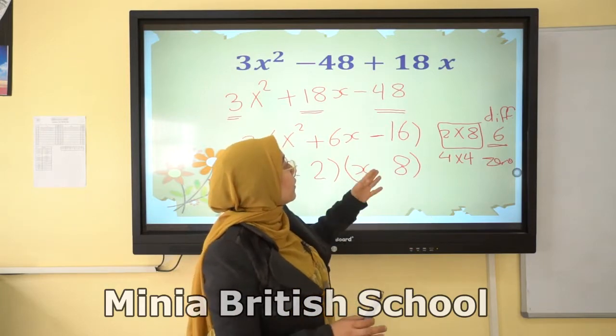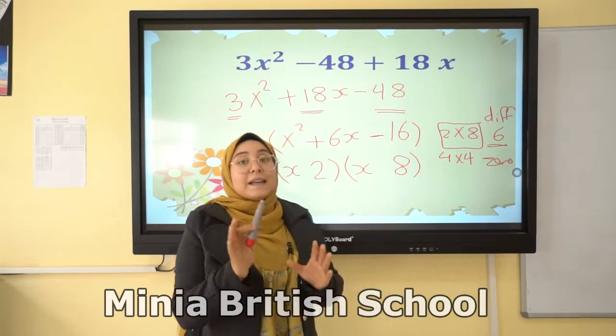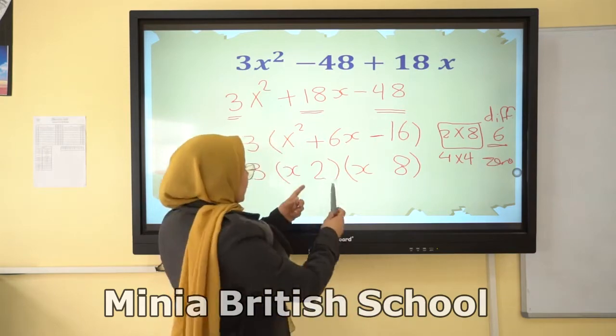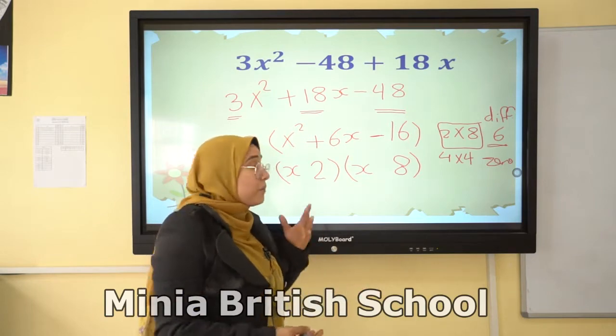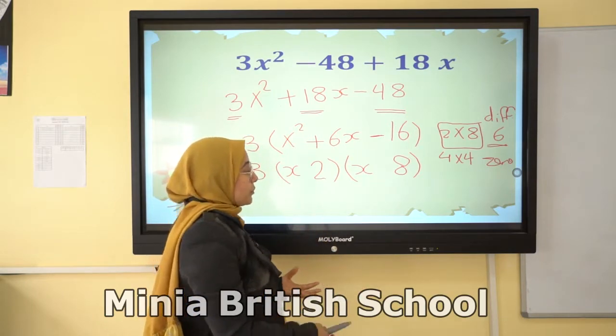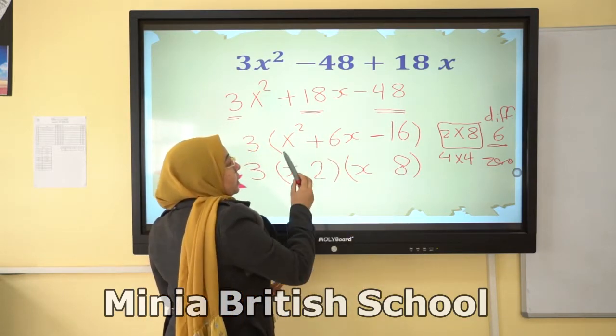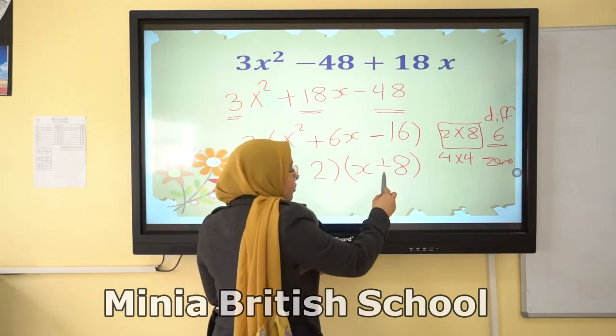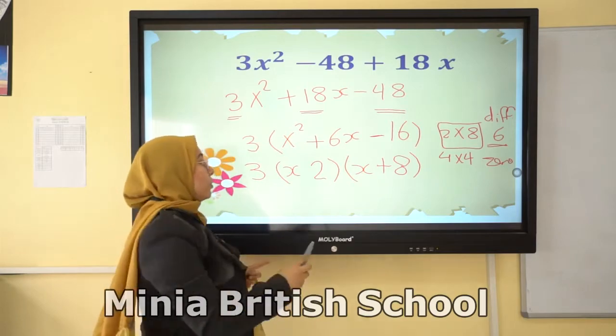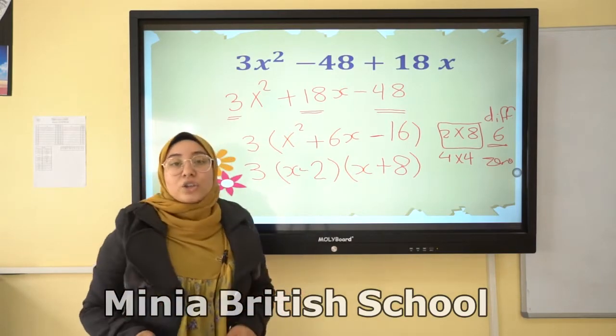The sign of the last term is negative, so the two numbers here have different signs. Okay? The greatest number takes the sign of the middle term. The middle term is positive, so the greatest number, 8, takes the positive sign and 2 takes the negative sign.